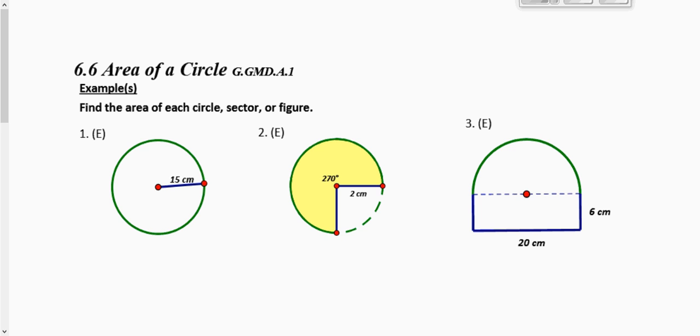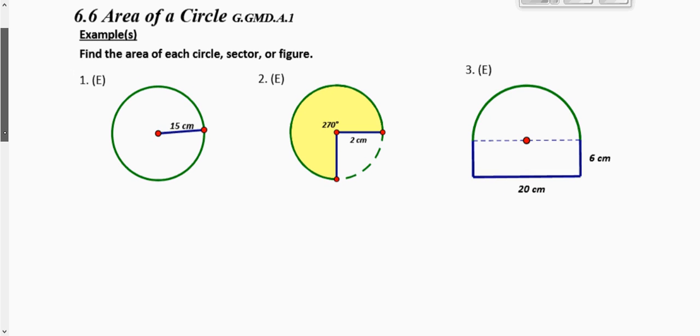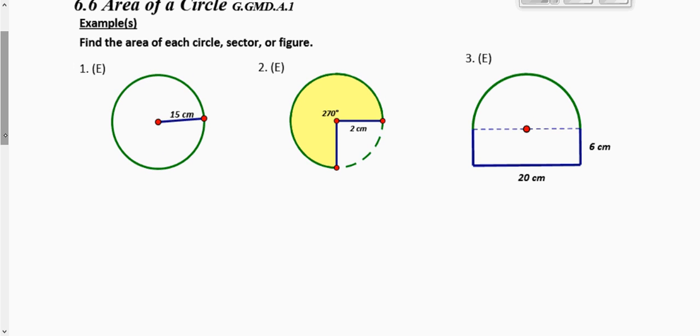Okay, on the next page, here's 3 examples for you to attempt. Okay, notice they have E's in parentheses. That's how this textbook indicates that they would like exact answers, so they'll all be in terms of pi. So pause the video now, work on these on your own, and we'll see how you do.